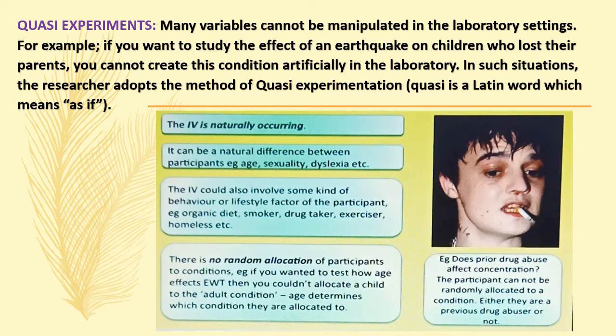So there is no random allocation of participants to conditions. For example, if you wanted to test how age affects EWT, then you couldn't allocate a child to the adult condition because age determines which condition they are allocated to. Okay, and EWT in psychology means eyewitness testimony.